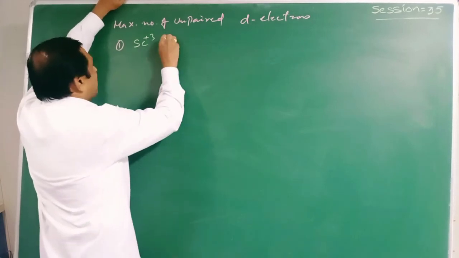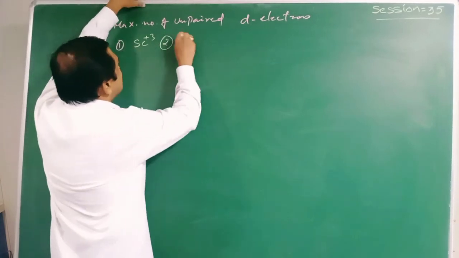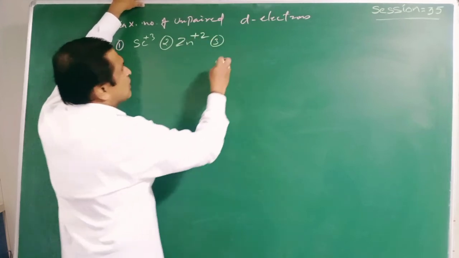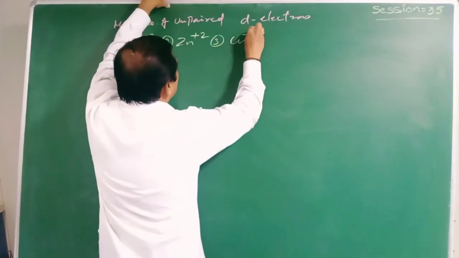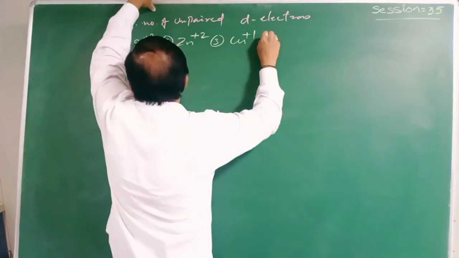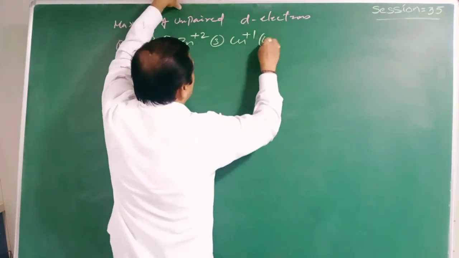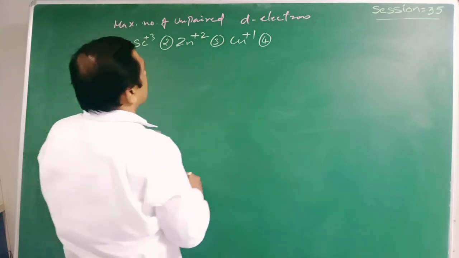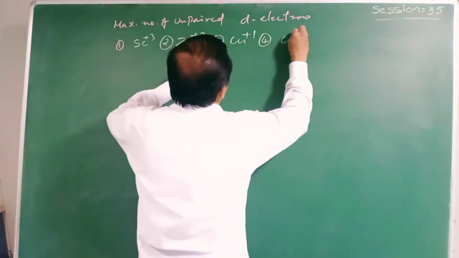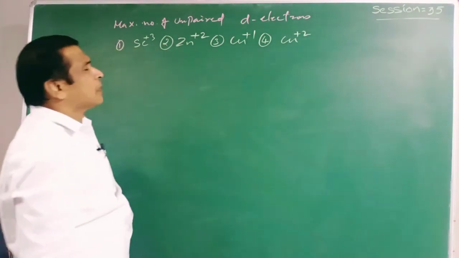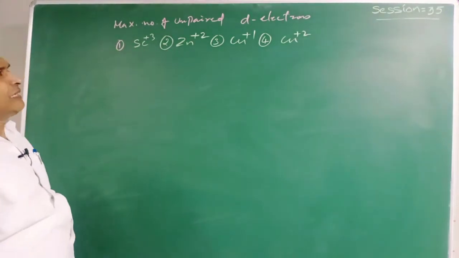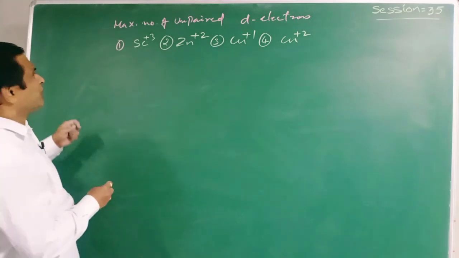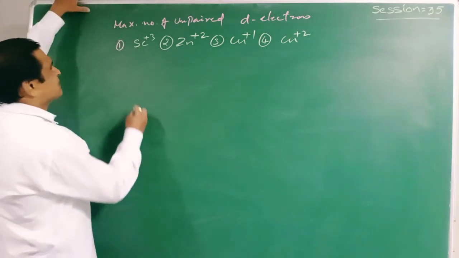Second option, zinc plus 2. Third option, copper plus 1. Fourth option, copper plus 2. Maximum number of unpaired d electrons. So first let us work out scandium plus 3.